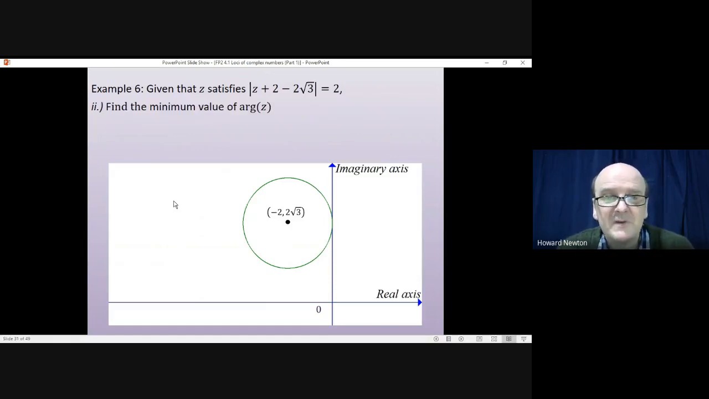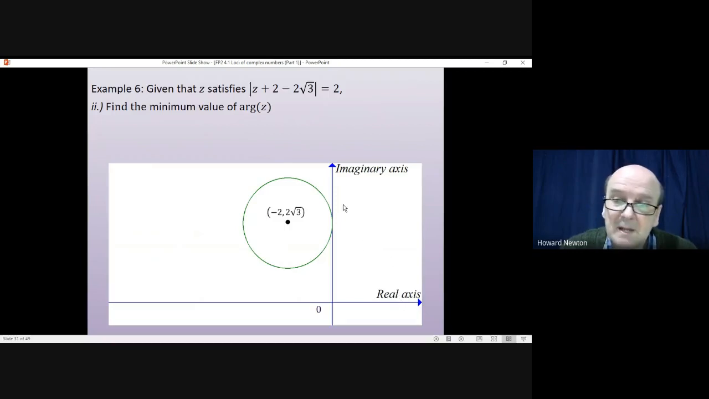Now, part 2 asks us to find the minimum value of the argument of z. Now, what that is saying is, of all the points on that circle, which point would give you the minimum value of the argument of z? And the argument of z is the angle going anti-clockwise from the positive real axis. So we're asking which point on the circle will make that angle the smallest.